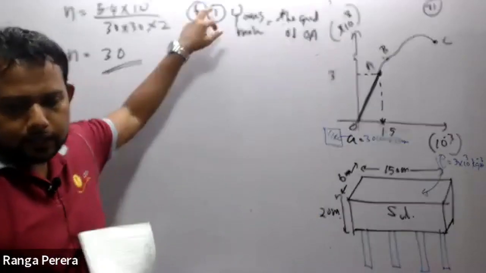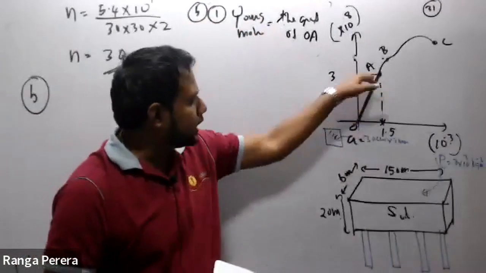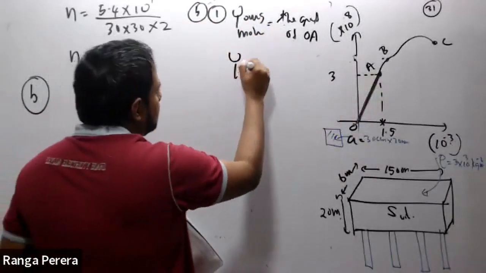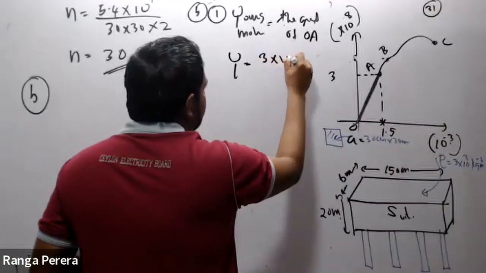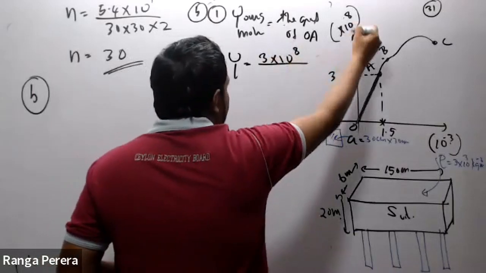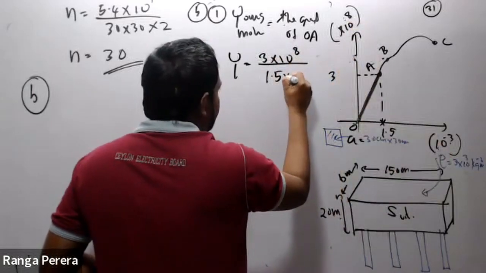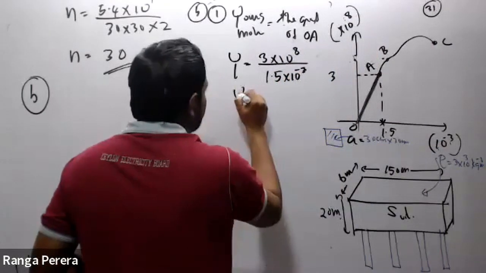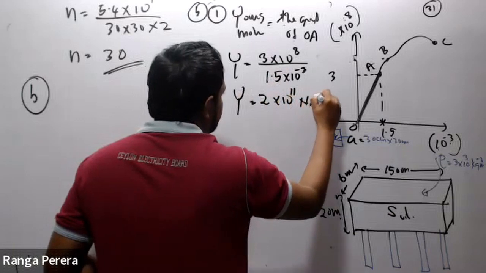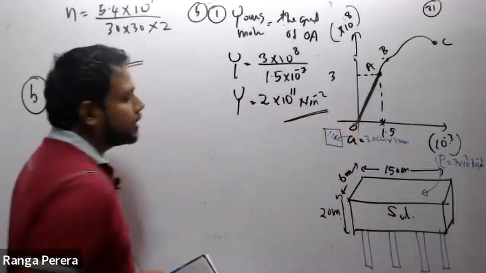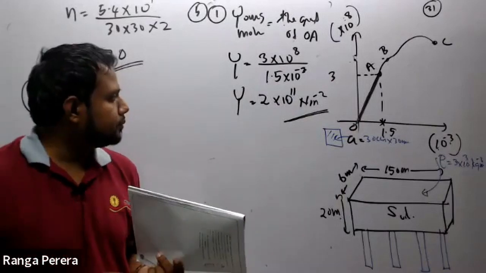You better write like this. Young's modulus equals the gradient of OA. How to find the gradient? Equal this value divided by that. 3 × 10 to the power 8, divided by 1.5 × 10 to the power minus 3. Here, 2 × 10 to the power 11 Newton per meter square. It is the Young's modulus value: 2 × 10 to the power 11 Newton per meter square.